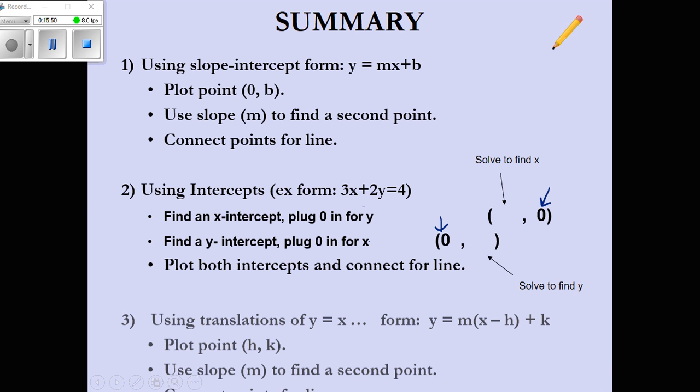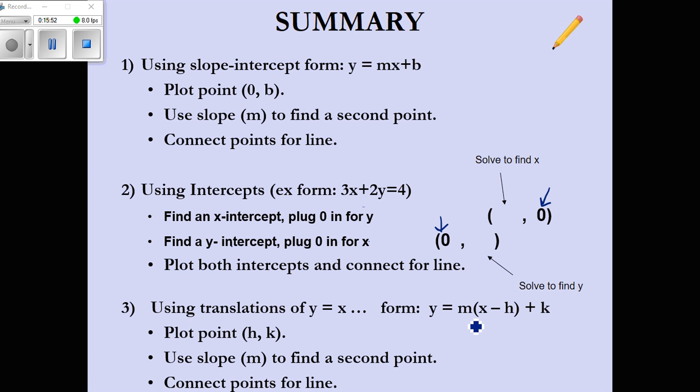And then the third way, if it's in this translated form, okay, so it means it's moving or shifting left or right, up or down. You figure out what your h and k is. Remember, h in the parentheses is opposite. And then you bring down your k, plot that point, use your slope to find another point for the line, and then connect the points. So 3 ways to graph where you don't have to solve for y. You don't have to manipulate the equation. Look at the equations and find the easiest way to graph the line and go with it.